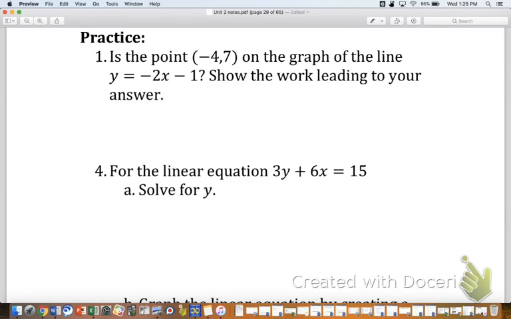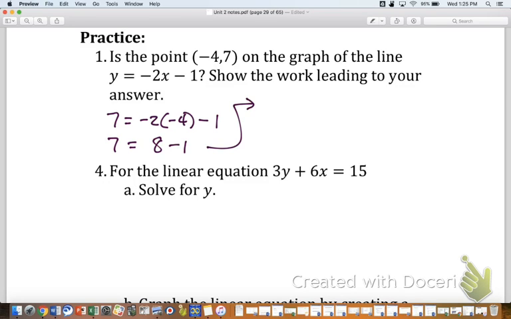Negative 4, 7, and do what with it? Plug it in. You're right. So the 7 goes in for the y, and the negative 4 goes in for the x. So then as we do a little bit of work here, we get 7 equals, what's negative 2 times negative 4? Order of operations, yep, we get 8.